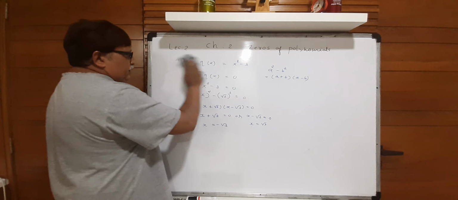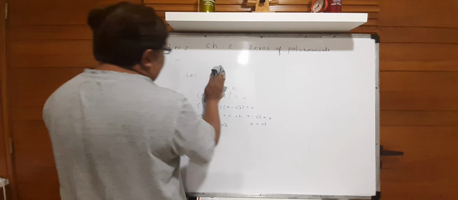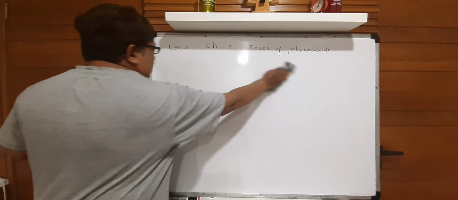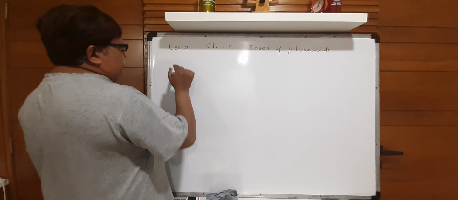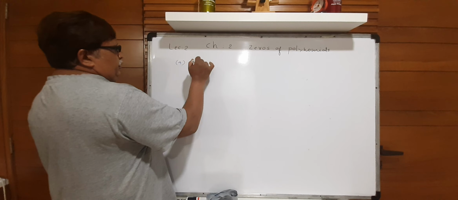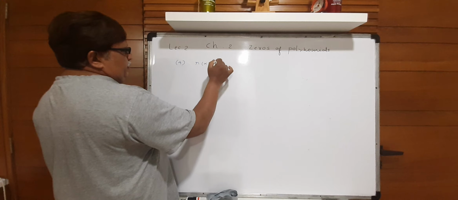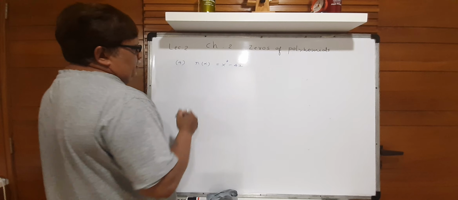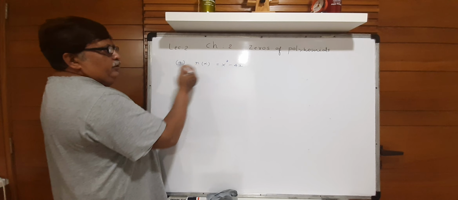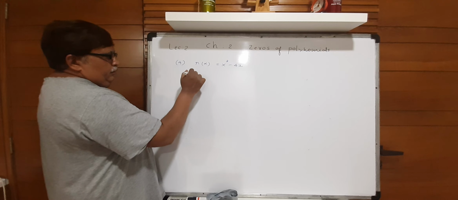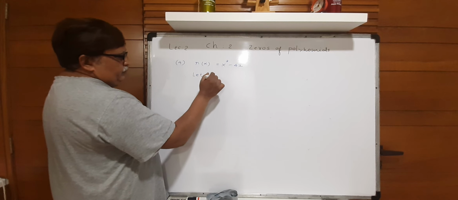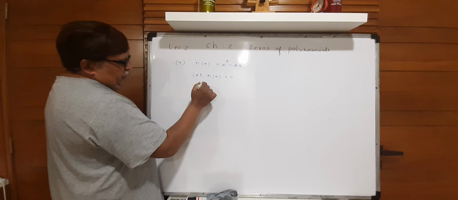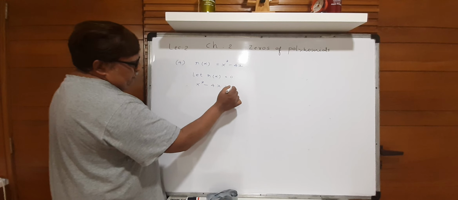Okay. Now another example, we take one more regarding cubic polynomial. Suppose in exam you are asked x cube minus 4x. This is already a cubic polynomial because the degree is 3. First step, as you know, r of x equal to 0. x cube minus 4x equal to 0.